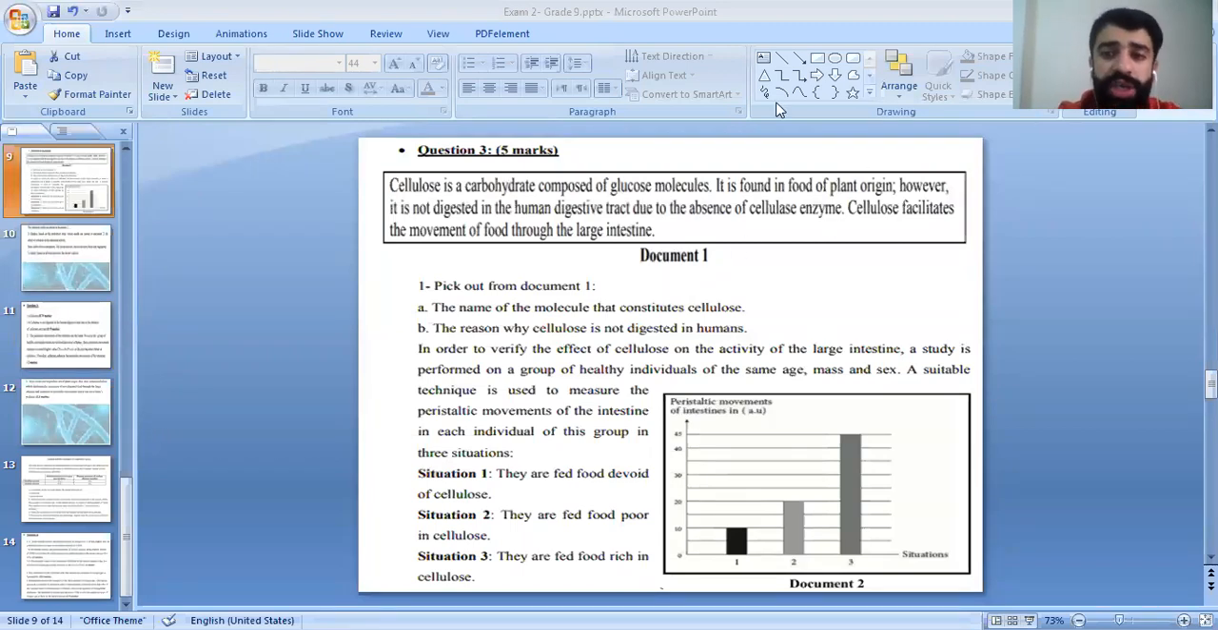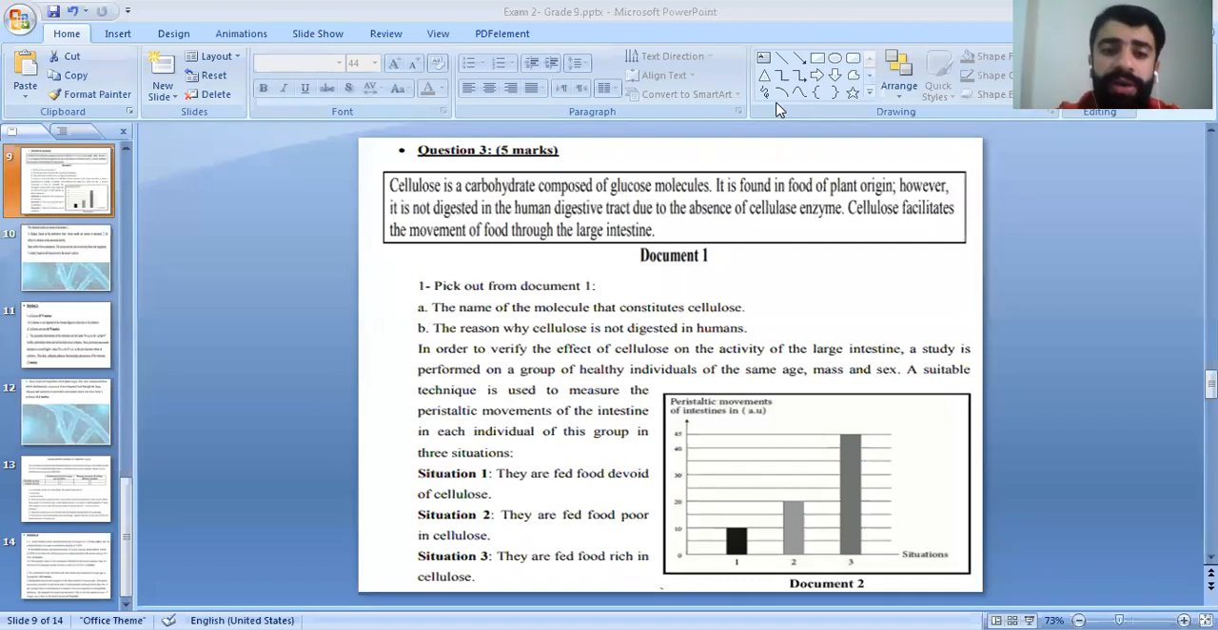So first, cellulose facilitates the movement of the food through the large intestine. So I repeat, cellulose is a carbohydrate composed of glucose molecules. It's found in plant origin. However, it's not digested in the human digestive tract. Why? Because we have the absence of the cellulase enzyme. Cellulose facilitates the movement of the food through the large intestine.